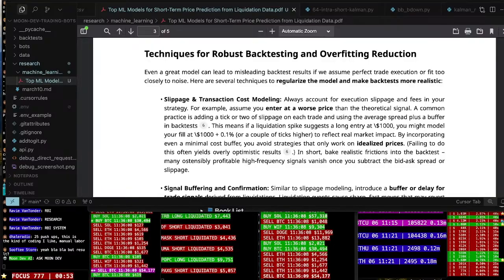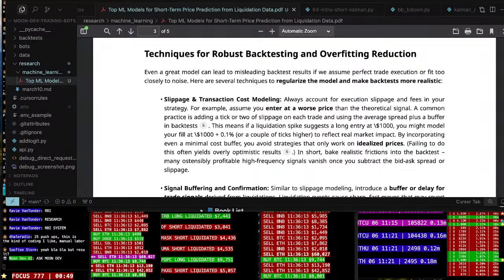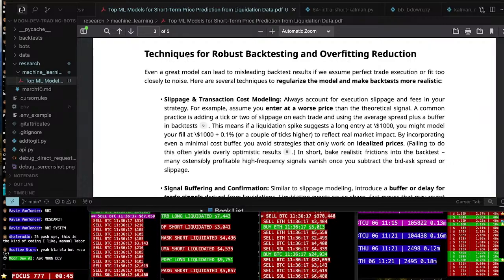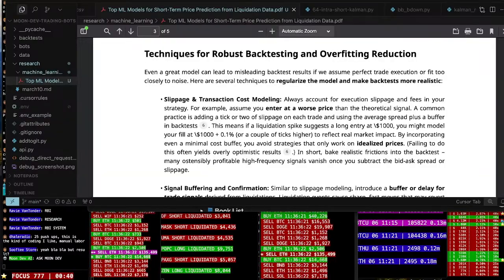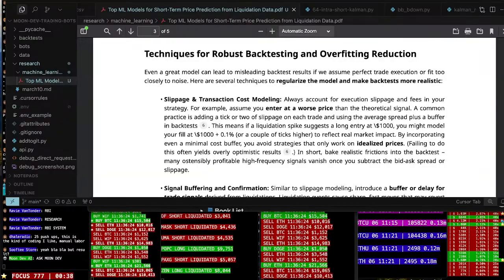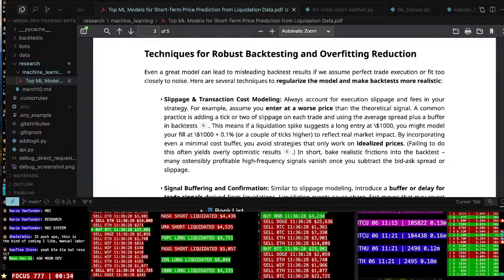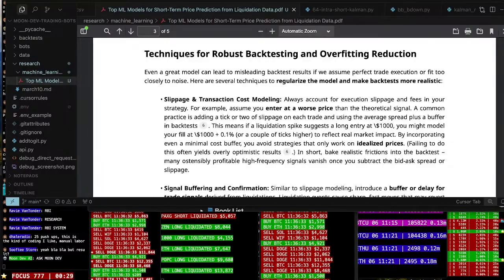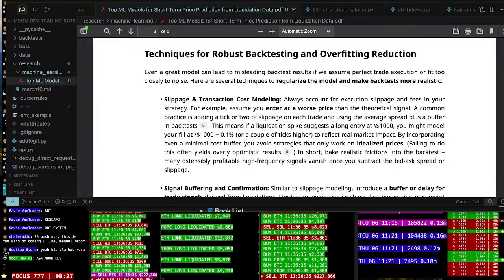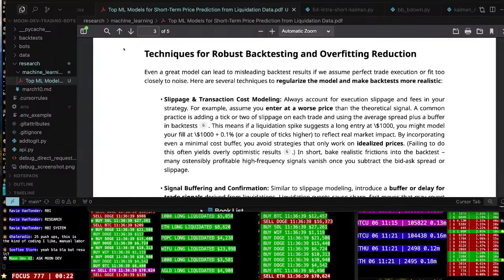Techniques for robust backtesting. Even a great model can lead to misleading backtest results if we assume perfect trade execution or fit too closely to noise. Here are several techniques to regularize the model and make backtests more realistic. Slippage and transaction costs, we've got that. Always account for slippage and fees in your backtests. We already know that.